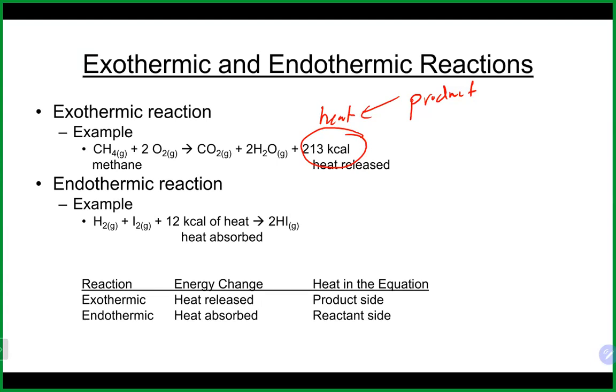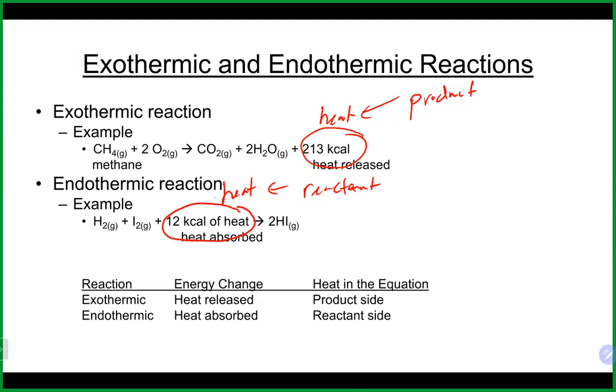It is very common that people will just generically write heat on one side of the arrow or the other. So if you see heat written on the product side, like it is in this example here, you know it's an exothermic reaction. And vice versa for endothermic, where heat is absorbed, heat is considered a reactant, and it'll be on the left-hand side of the arrow. Again, it may be an actual value, or it may just say heat. But if you see heat or an actual value of energy on the reactant side of the arrow, the left-hand side, then you know it's an endothermic reaction overall.